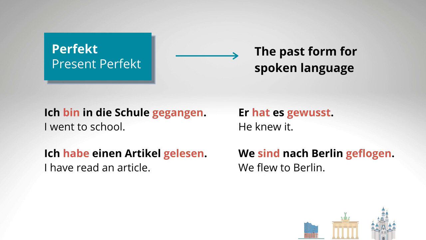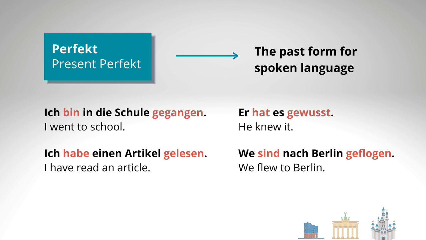For example, "he knew it" in spoken language wouldn't be "wusste es", so the Präteritum, but it would be "hat es gewusst", perfect. Or "I went to school" wouldn't be "ich ging zur Schule", so Präteritum or simple past, but it would be "ich bin in die Schule gegangen", but only in spoken language. Remember, in most cases, we use the Präteritum in written language and the perfect in spoken language. And that's basically all you need to know about it.